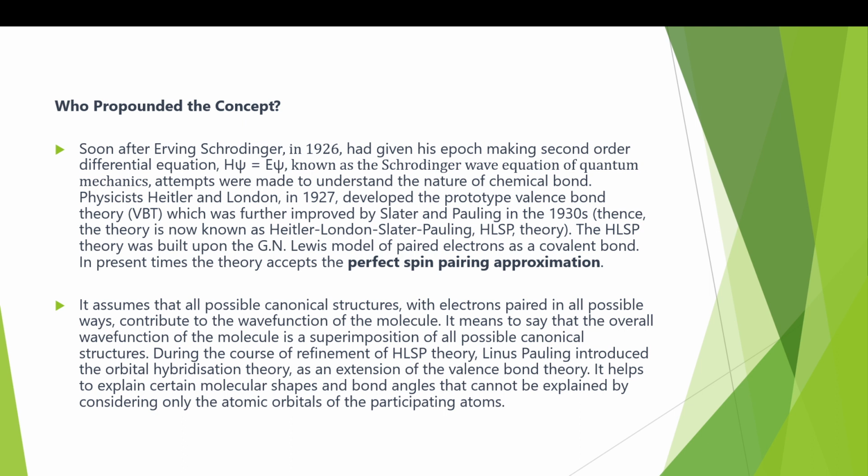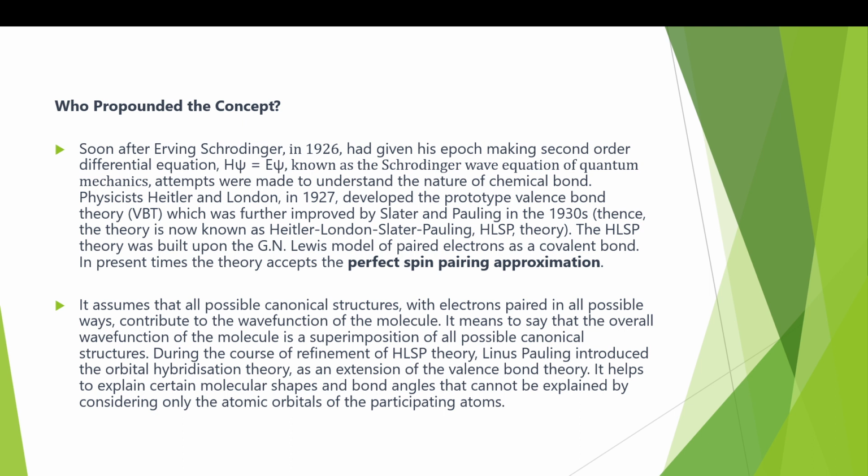The first attempt was by Heitler and London in 1927. They developed the prototype model of valence bond theory, VBT, which was further improved by Slater and Pauling in the 1930s. Thus, the theory is now known as Heitler, London, Slater, Pauling, HLSP theory. The HLSP theory was built upon the G.N. Lewis model of paired electrons representing a covalent bond. In present times, the theory accepts the perfect spin pairing approximation.